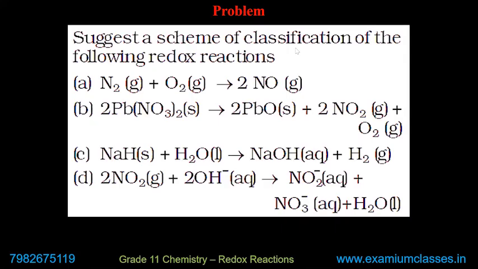Sir, it is a decomposition redox reaction, because at least one product is in elemental form, in the case of O2, and both oxidation and reduction are occurring in this reaction. Right, good. It is a decomposition redox reaction, and the reason is very simple: we have only one reactant here, and in the products, one element is in elemental form.